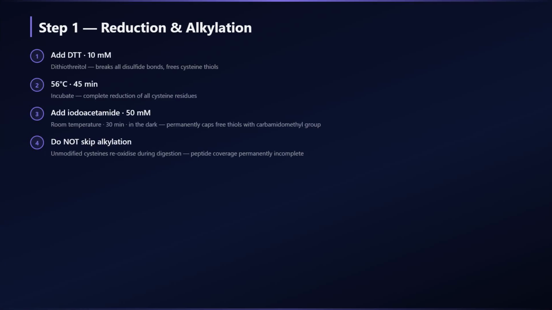Protocol. Step 1. Protein reduction and alkylation. Add dithiothreitol to 10 millimolar, 56 degrees, 45 minutes. This breaks all disulfide bonds and frees the cysteine thiols. Then, iodoacetamide to 50 millimolar, room temperature, 30 minutes in the dark. This permanently caps the free thiols with a carbamidomethyl group. Do not skip alkylation. Unmodified cysteines reoxidize during digestion, and your peptide coverage is permanently incomplete.